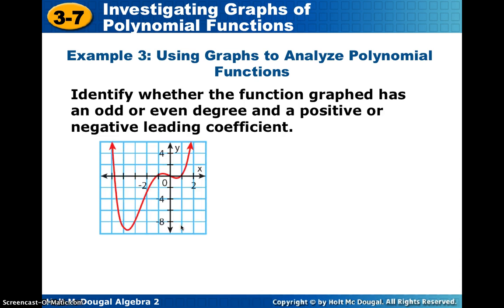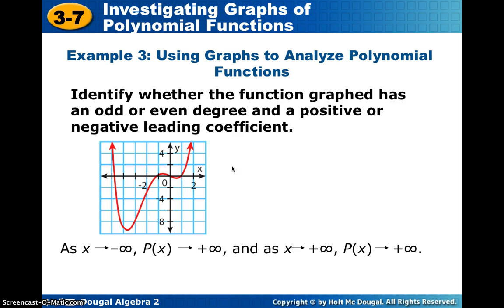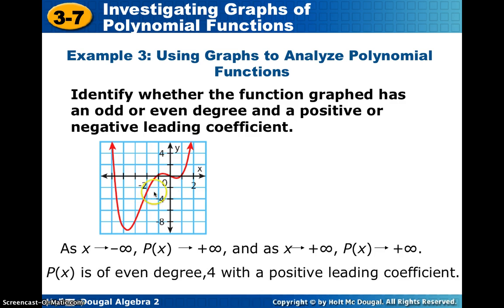How about this one? Okay, so I see that both arrows are going up, so that's going to mean even. And I would say 1, 2, 3, 4. And then let's see, odd or even, positive. Okay, so then the arrows are facing up. Facing up means it's going to have a positive leading coefficient. And then we can talk about the end behavior. As x is going to the negative side, the function goes positive. And as x is also going to the positive side, the function also is positive.